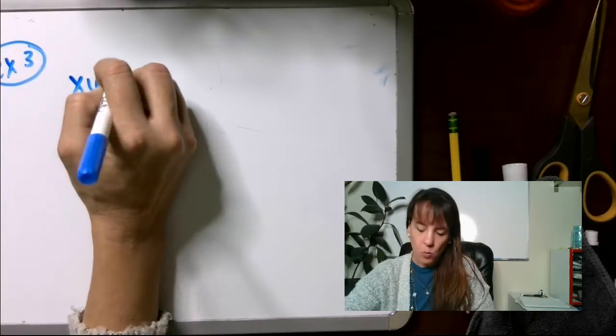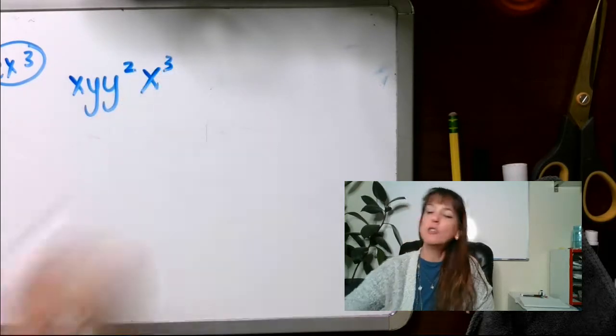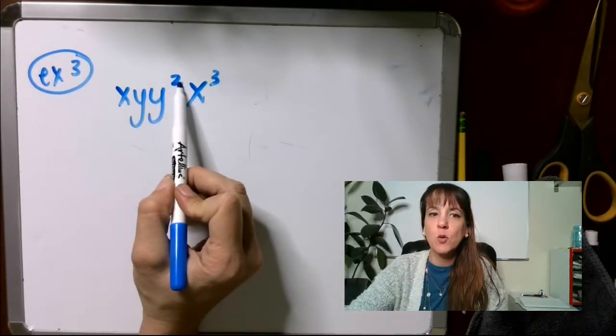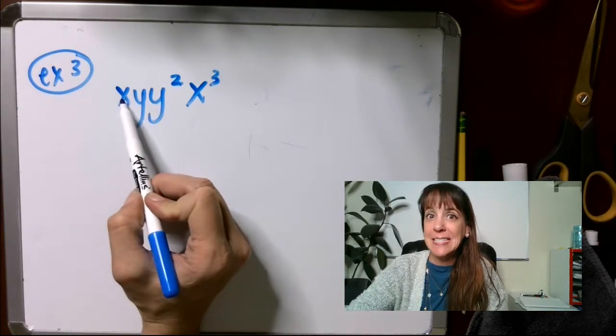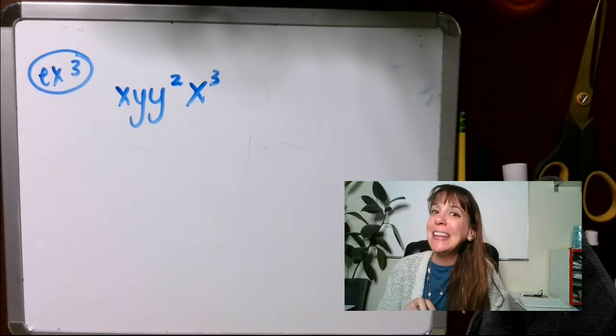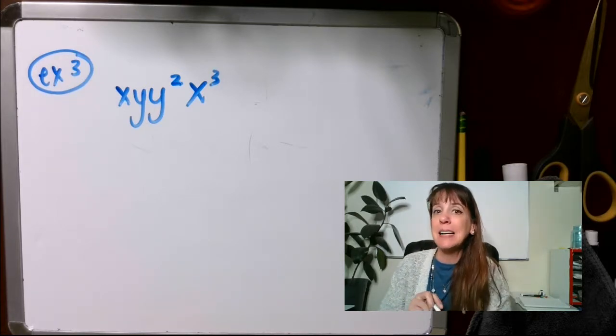x y squared x³. Now do not be fooled here. This y squared does not go to this y or this x. Folks, we're mathematicians. Remember what I told you about mathematicians? We are lazy. We want to do the easiest thing possible.